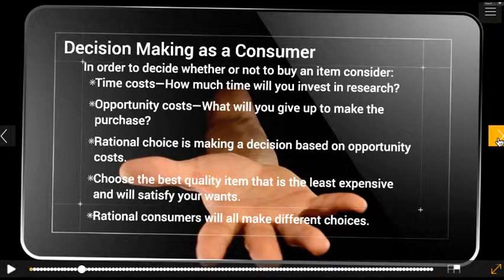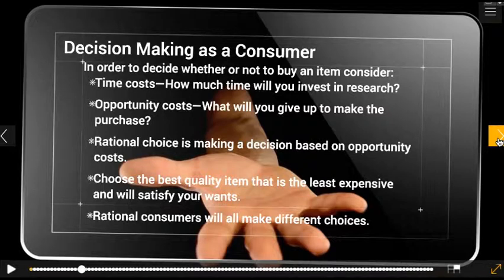Decision making as a consumer. In order to decide whether or not to buy an item, consider time cost. How much time will you invest in research? Opportunity cost. What will you give up to make the purchase? Rational choice is making a decision based on opportunity cost.